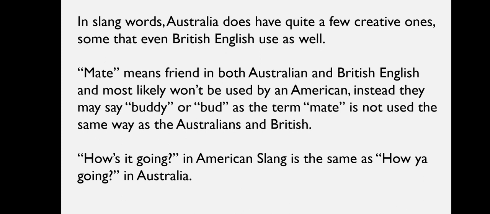Mate means friend in both Australian and British English and most likely won't be used by an American. Instead, they may say buddy or bud, as the term mate is not used the same way as in Australian and British. How's it going in American slang is the same as how are you going in Australia.